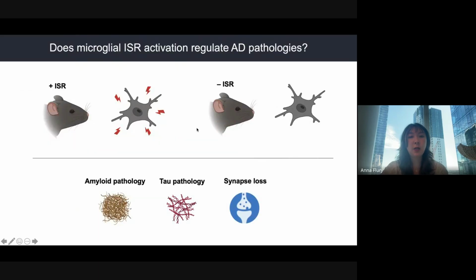And so now we wanted to use these mouse models to test whether, coinciding with these different stress populations of microglia, there could also be differences in levels of pathology. So now this is more of the functional part. We looked at amyloid, tau, and also synapse loss, which is the biggest correlate of cognitive decline.